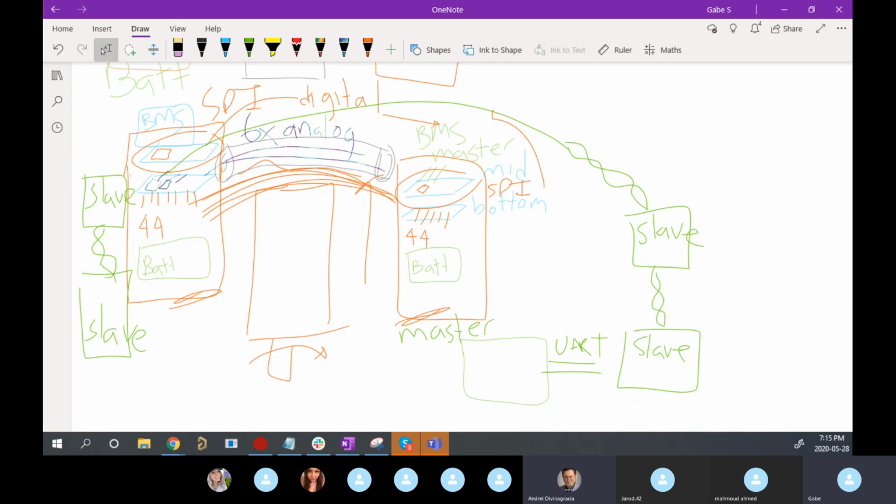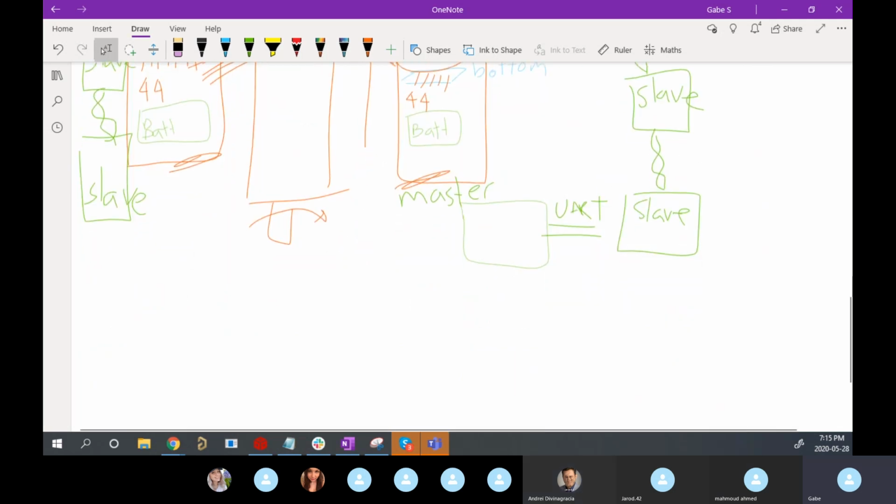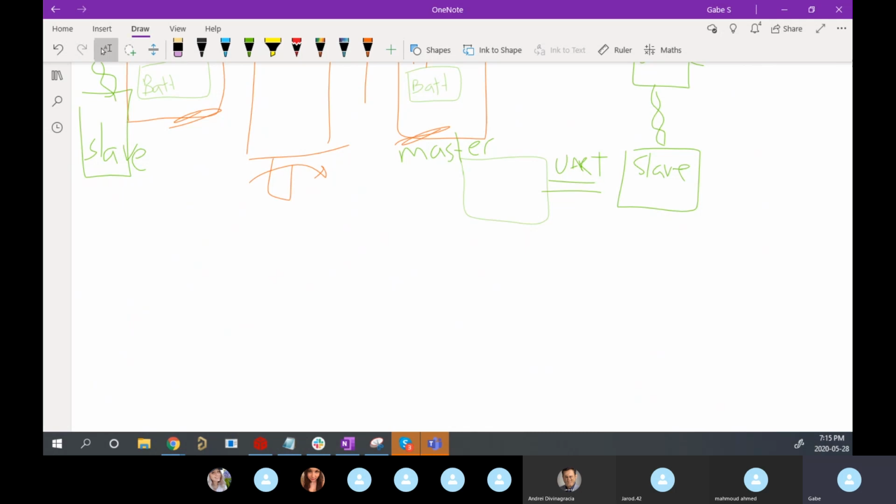Cool, that's it. I know we teased digital to analog converters last week, but I wanted to go over this, so we'll do the DACs next week, and then hopefully do a little bit of PWM as well.